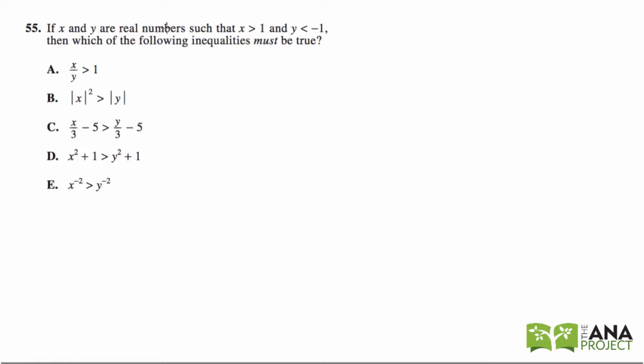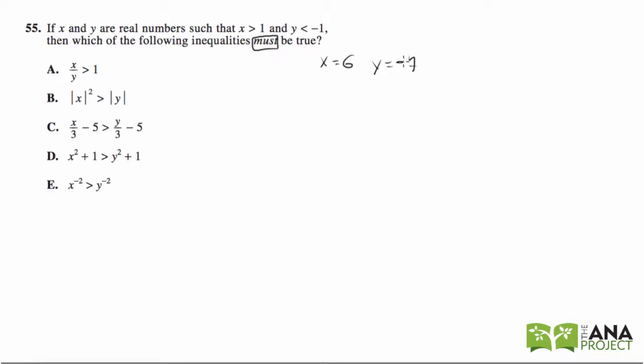If x and y are real numbers such that x is greater than 1 and y is less than -1, let's go ahead and just pick numbers for this. If x is greater than 1, let's say x is 6, and y is less than -1, let's say y is -7. Which of the following inequalities must be true? This is key here: must. It means it's true all the time.